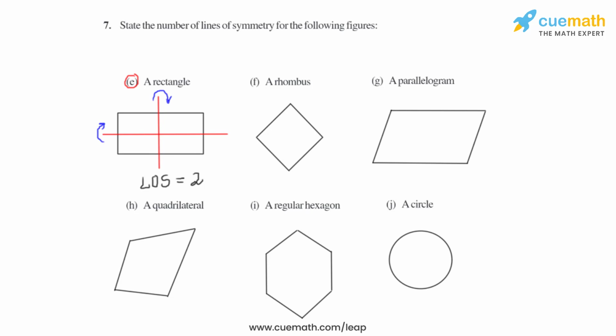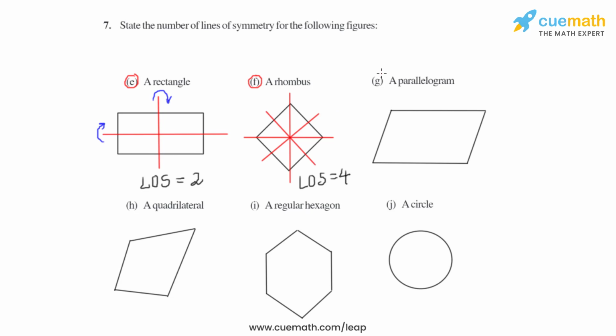Next, in figure F, which is a rhombus, we know that a rhombus is also considered a regular polygon. Since it's symmetrical, we'll have 4 lines of symmetry. This is the first one, this is the second one, this is the third one, and this is the fourth one. Because there are 4 sides, the number of lines of symmetry is also 4.